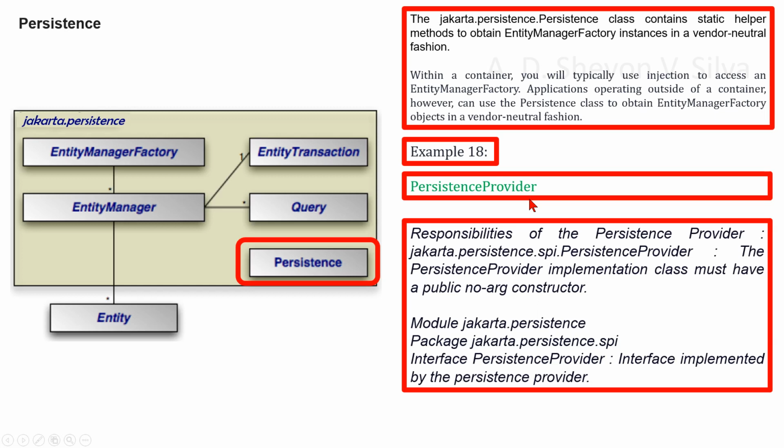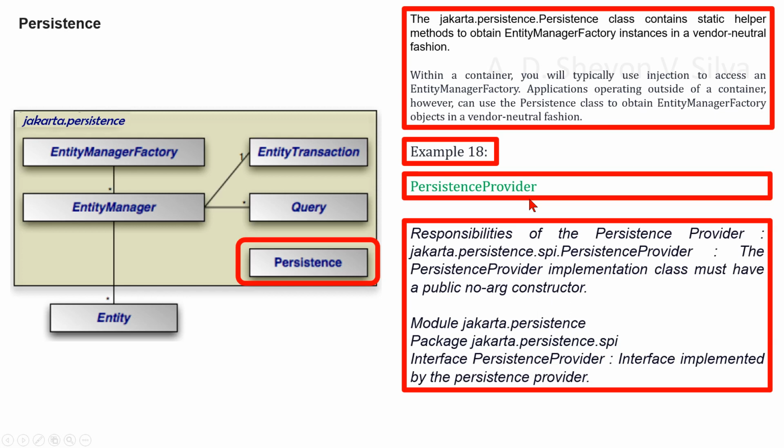The interface jakarta.persistence.spi.PersistenceProvider must be implemented by the persistence provider. It is invoked by the container in the Jakarta EE environment and by the jakarta.persistence.Persistence class in the Java SE environments. The jakarta.persistence.spi.PersistenceProvider implementation is not intended to be used by the application. The persistence provider implementation class must have a public no arg constructor. The properties used in the create entity manager factory method in the Java SE environment are described in the documentation.